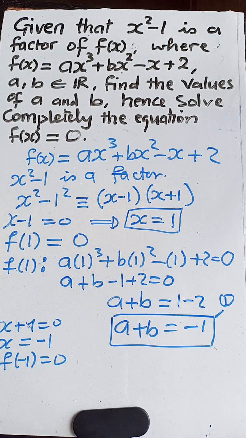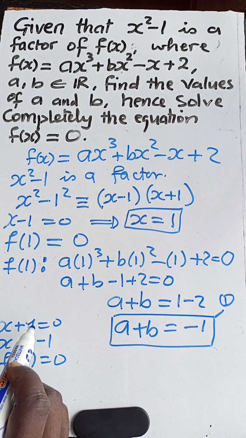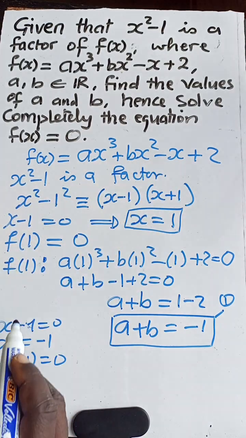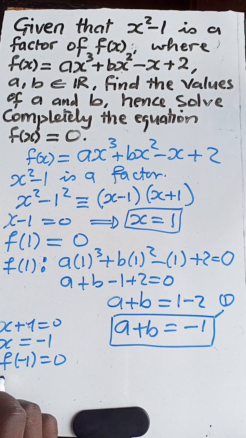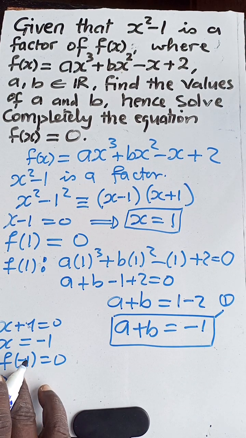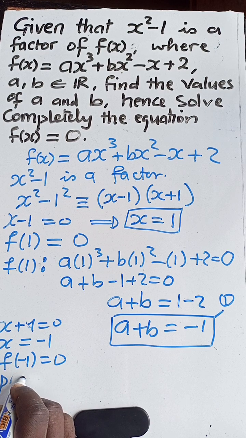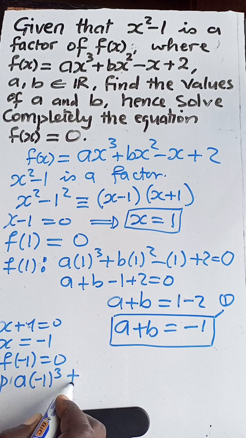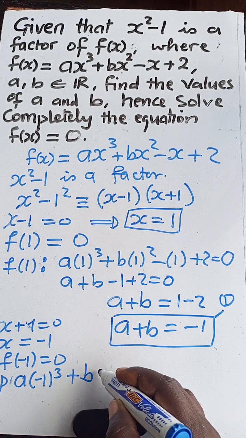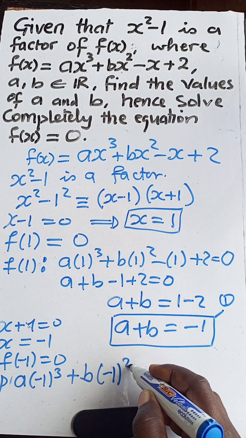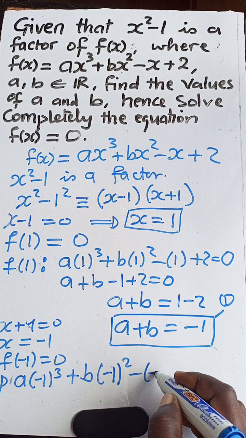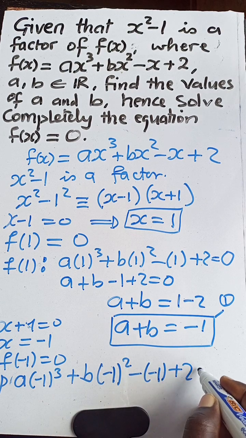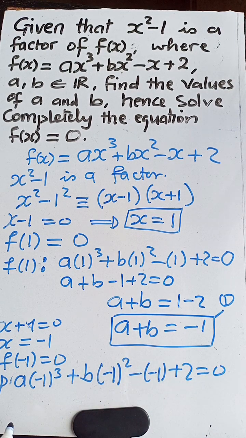Negative 1 is a root, and so we expect f of negative 1 to be 0 since x plus 1 is a factor. So let's put negative 1 in our expression for f of x. That's going to give us a into negative 1 cubed plus b into negative 1 squared minus negative 1 plus 2. We expect that to give us 0.